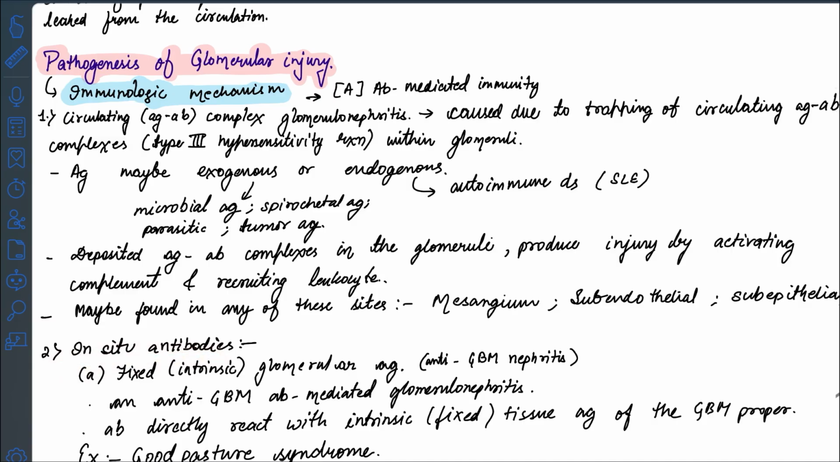The second reason here is in situ antibody. In situ antibody, these are against fixed glomerular antigen. So here in situ antibody is like antibody produced against our own glomerular basement membrane. These can also lead to an immune mediated reaction and cause injury to the glomerulus. So it can be seen in anti-glomerular basement membrane antibody glomerulonephritis, or it can be an antibody which directly reacts with intrinsic or fixed antigen of the glomerular basement membrane proper.